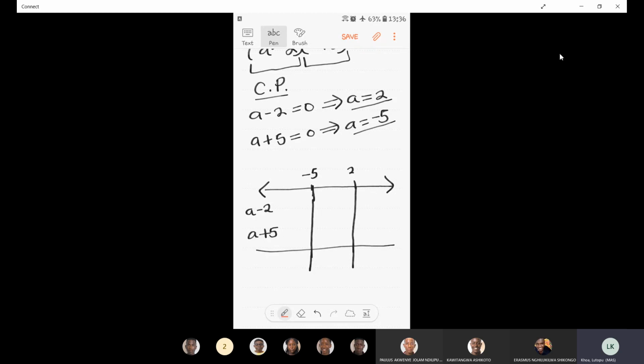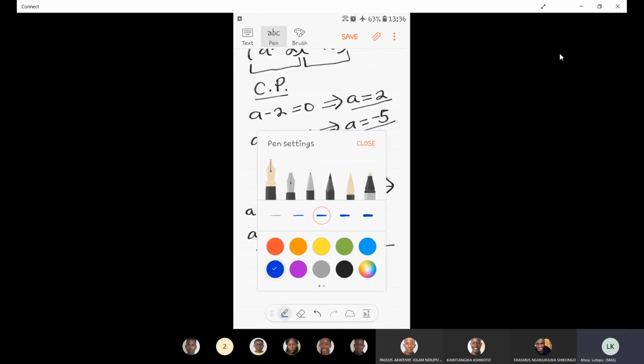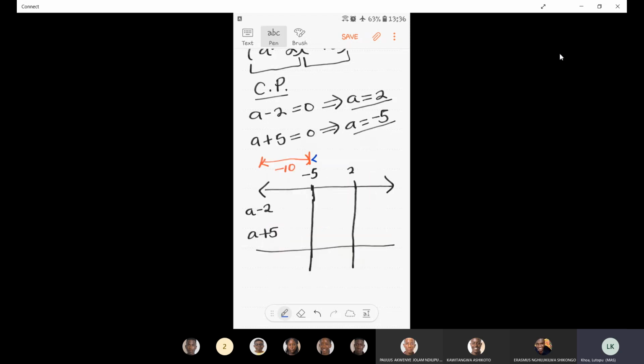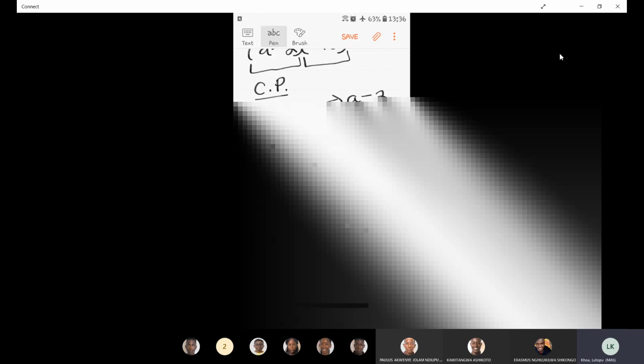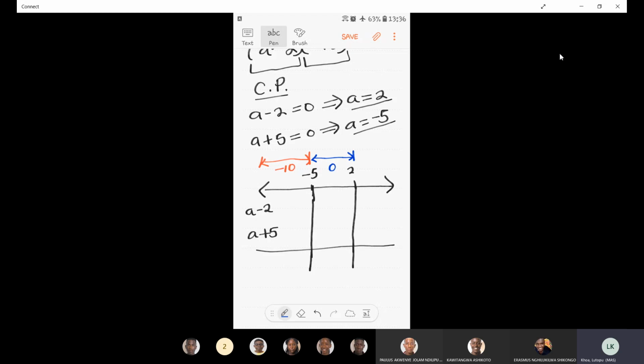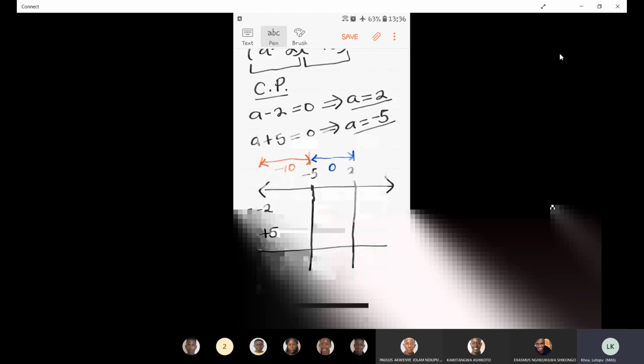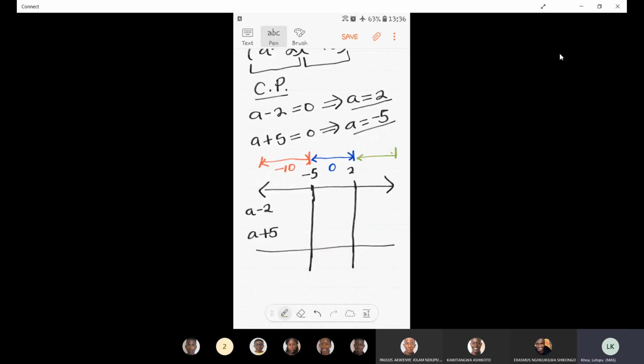So in the first region, we're looking for numbers that are less than -5. An example of that is -10. In the next region, we're looking for numbers that are between -5 and 2. 0 is an example of such a number. Then in the next region, we're looking for a number that is greater than 2. So 4 is an example of such a number.